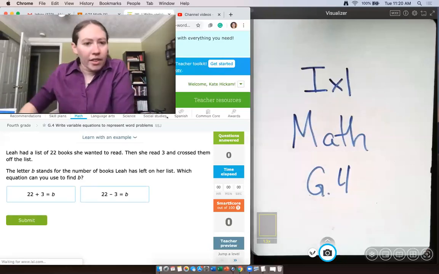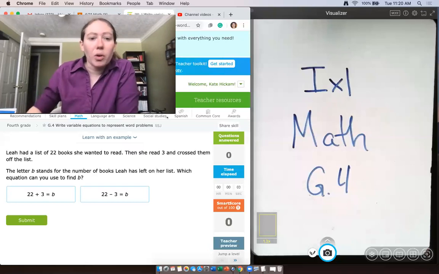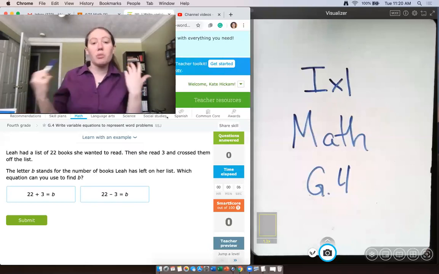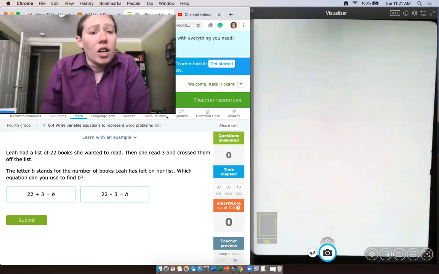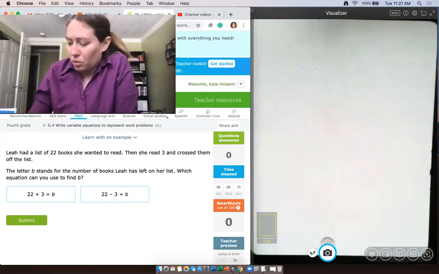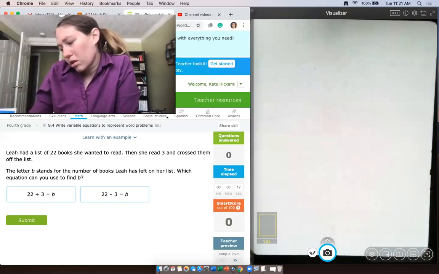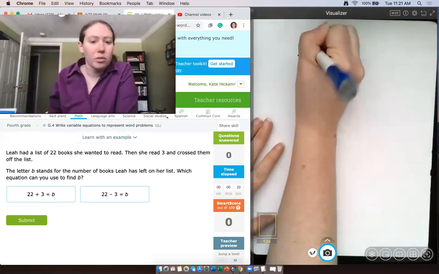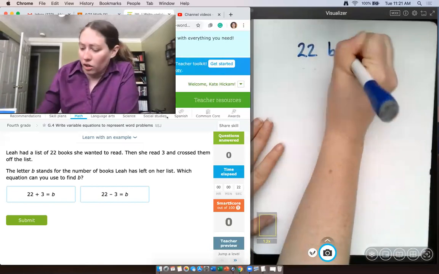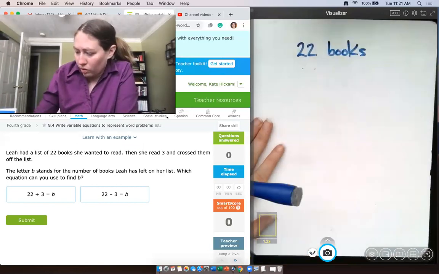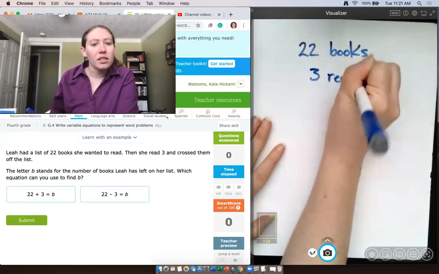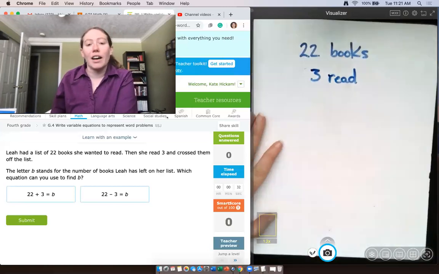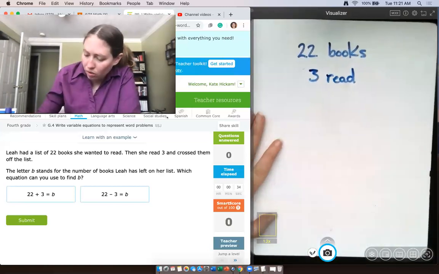So this says write variable equations to represent word problems. So we're writing equations for word problems, and they give us some options, which is really nice. Leah had a list of 22 books she wanted to read. She read 3 of them and crossed them off the list. B stands for the number of books she has left. So we have a total.